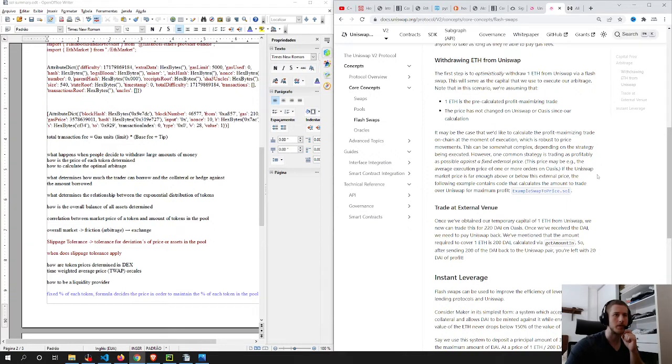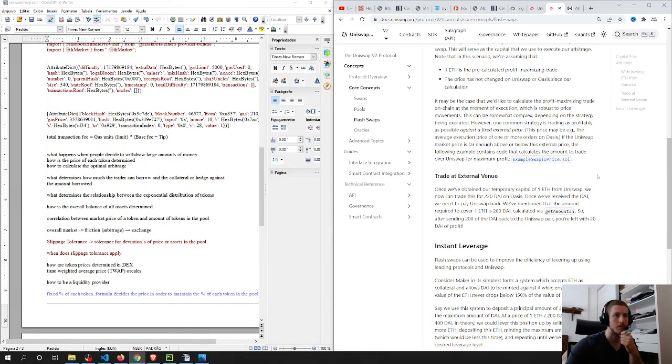However, one common strategy is trading as profitably as possible against a fixed external price. This price may be the average execution price of one or more orders on Oasis. If the Uniswap market price is far enough above or below this external price, the following example contains code that calculates the amount to trade over Uniswap for maximum profit.